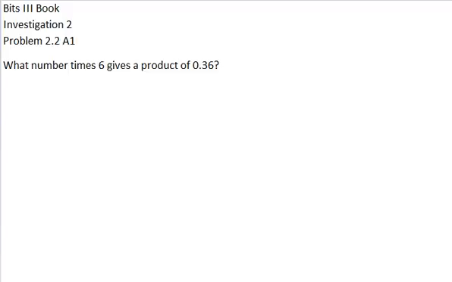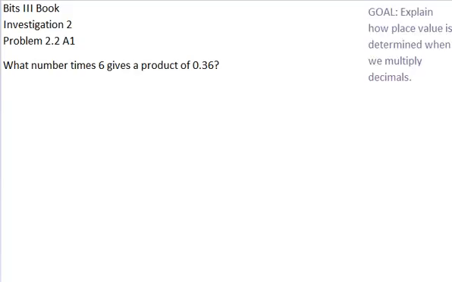So we're going to use those two things to figure out what number times 6 gives us a product of 3600. So remember, our goal is still to explain how place value is determined when we multiply decimals. We had that goal from yesterday, and we're going to look at it a little bit more today with this problem. So, again, we're going to use what we know about fractions and what we know about estimating things to try and figure out what this problem is.